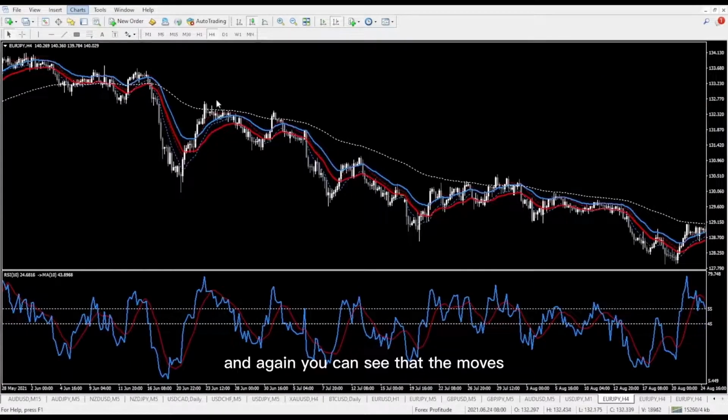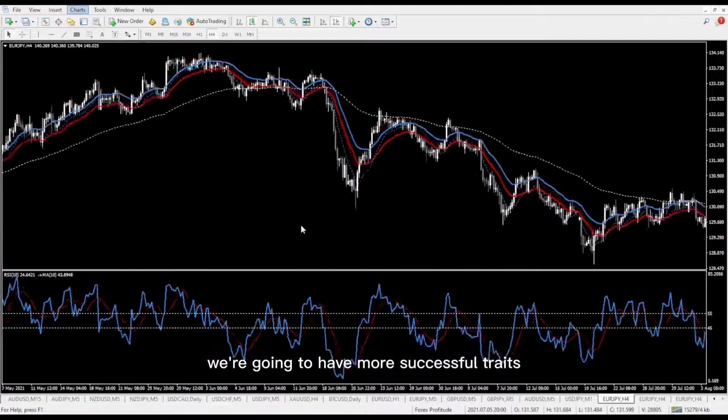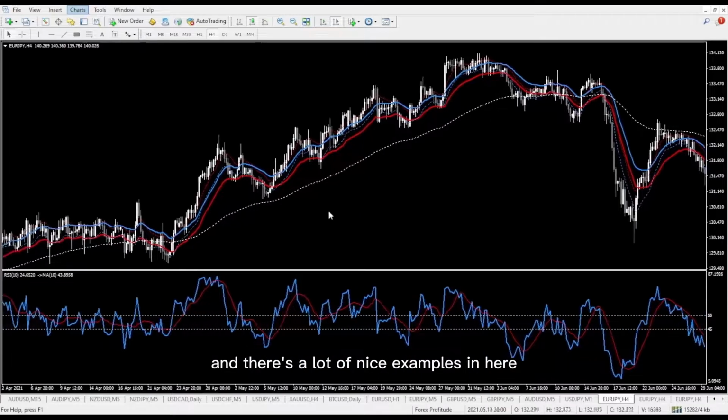And again, you can see that the moves in the trending direction are bigger. We have moves against the trend that are much smaller, and some of them are going to be straight up losers that we don't even get the opportunity to really manage. Some we can manage and reduce the risk on the trades, but if you are trading with that trend, trading in the trending direction, we're going to find that more often than not, we're going to have more successful trades. And there's a lot of nice examples in here.